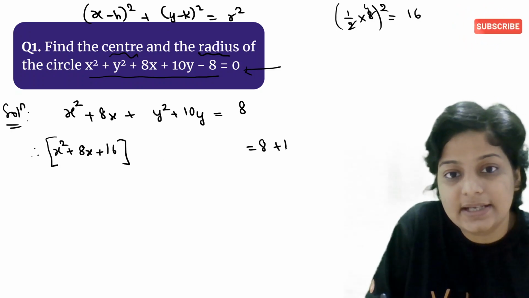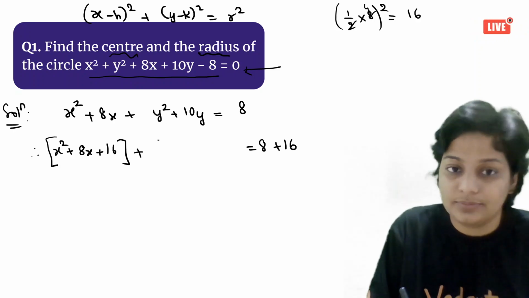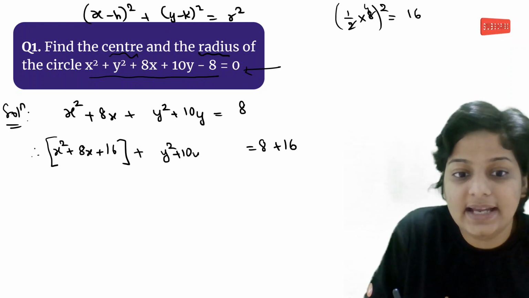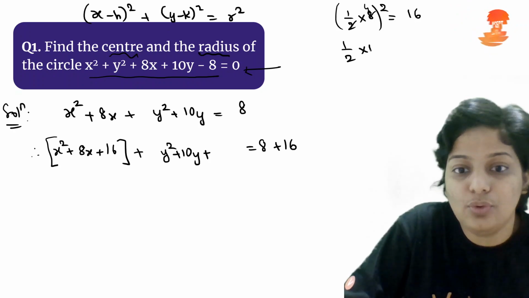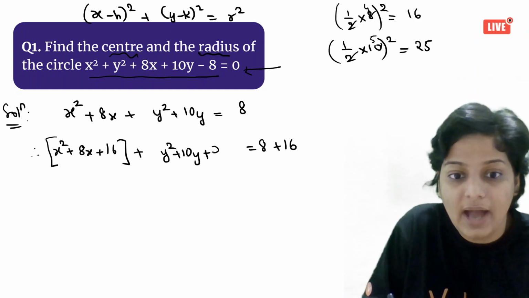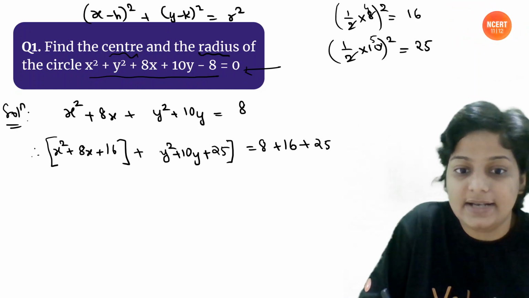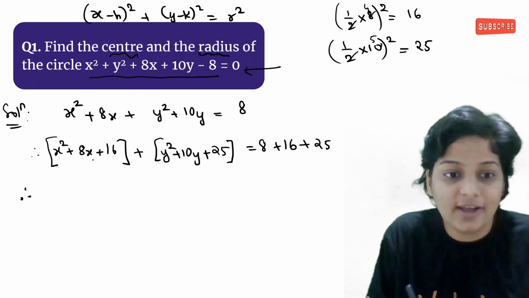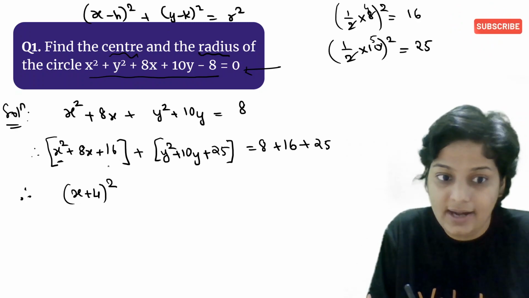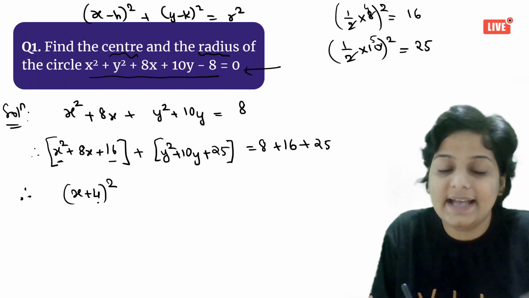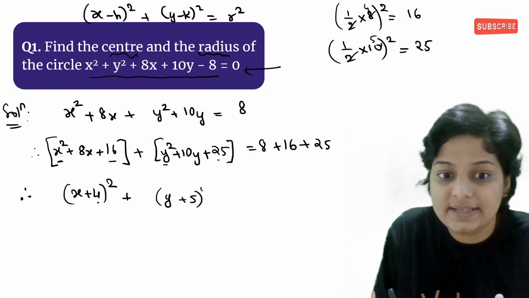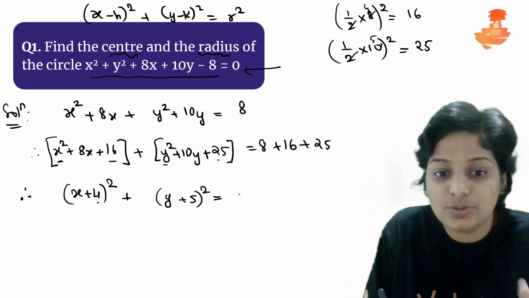So add 16 on the RHS as well. We have to balance it; if done on the left, do it on the right too. Similarly for y² plus 10y, what should I add? Half into coefficient of y the whole square, which is 5 squared, 25. So I am going to add 25 to both sides of the equation to balance it. What is the benefit? This becomes x plus 4 whole square. I hope you know, x² gives x, and the root of 16 is 4. So it's x plus 4 whole square plus y plus 5 whole square, and the right side comes out to be 8 plus 16 plus 25, which is 49.